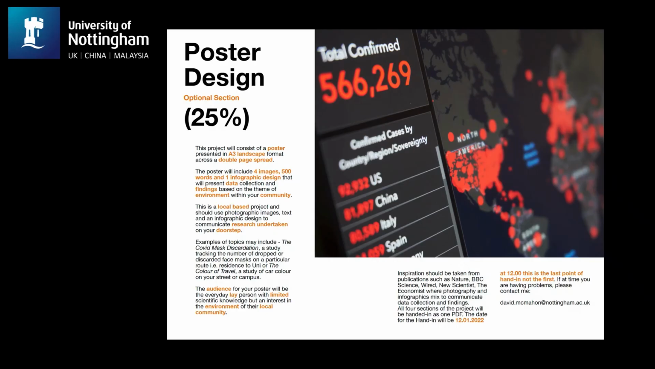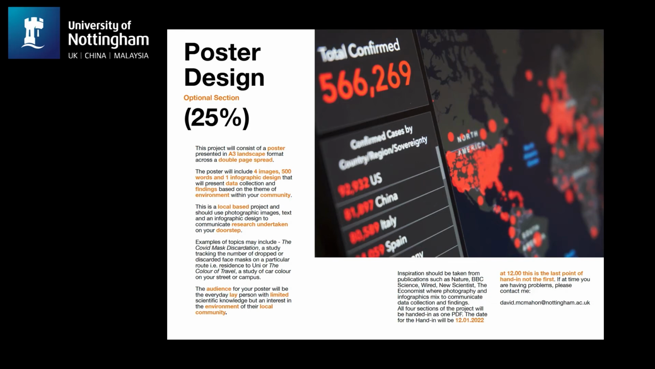So the next one we have up on the screen here is a little bit different. What we're looking for is a poster design with this section. Rather than writing an article, you're going to be doing a poster, which is going to be an A3 spread within the magazine. So it's going to be 2 A4 pages next to each other, and you're going to lay your spread over that, so that it becomes an A3 landscape poster.